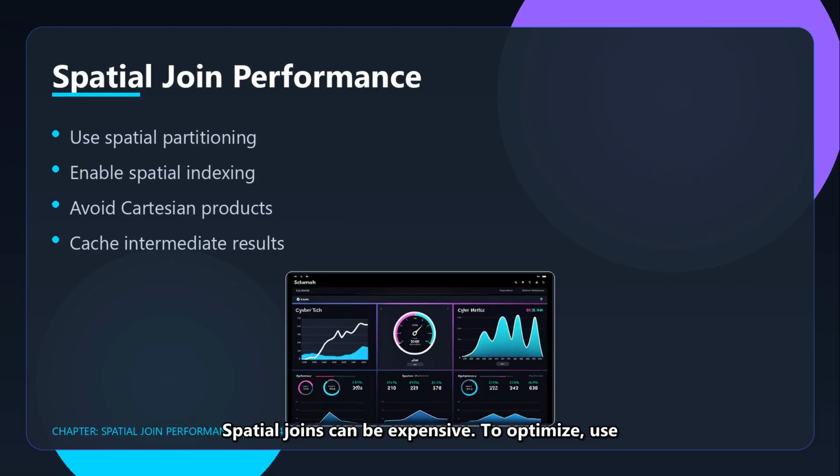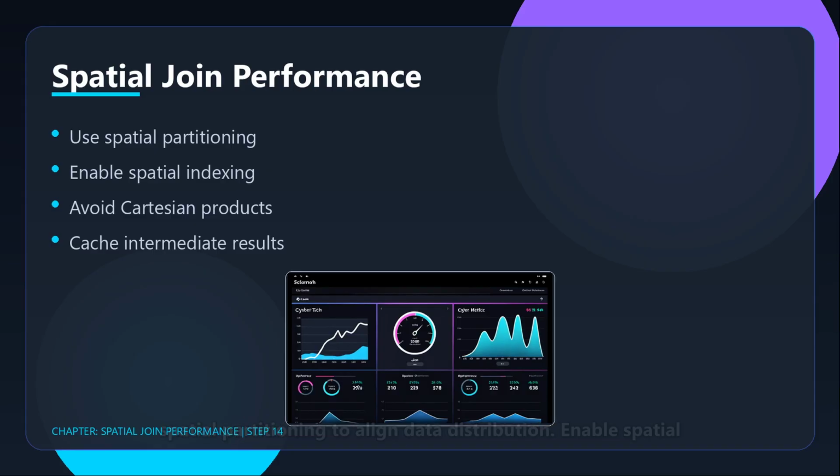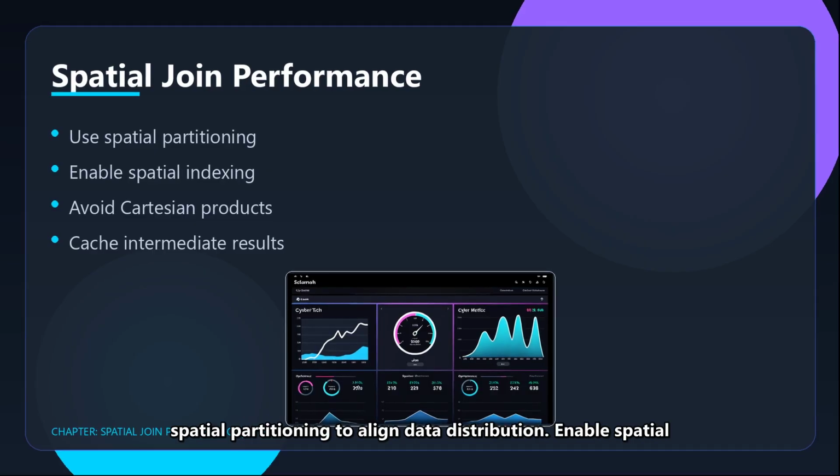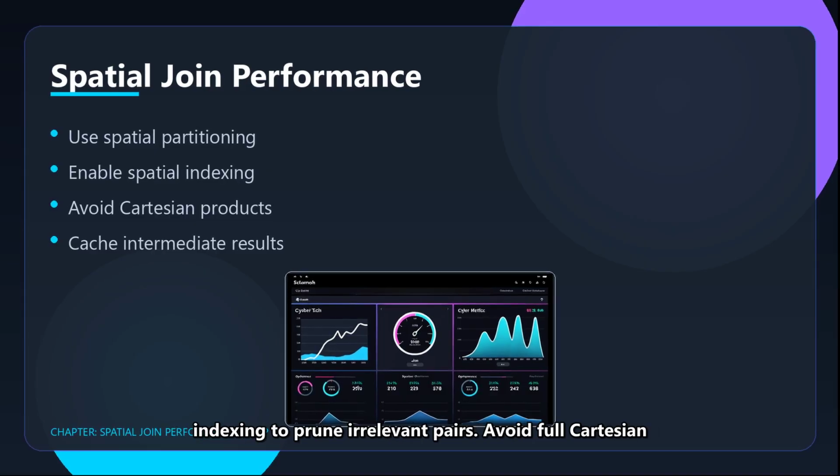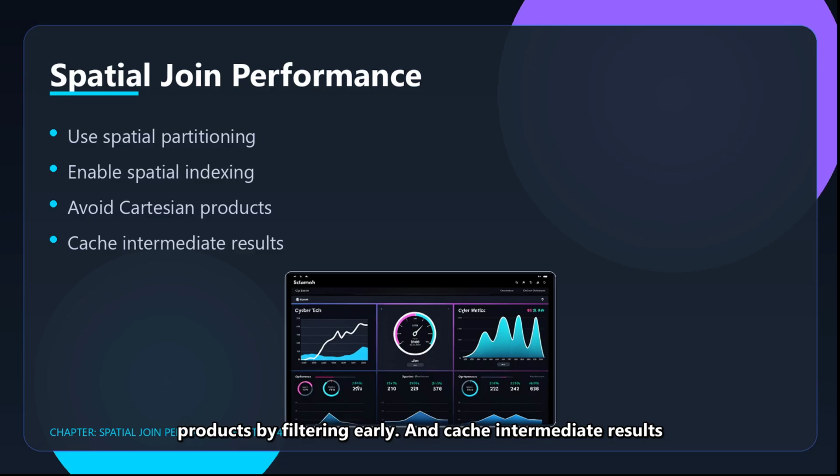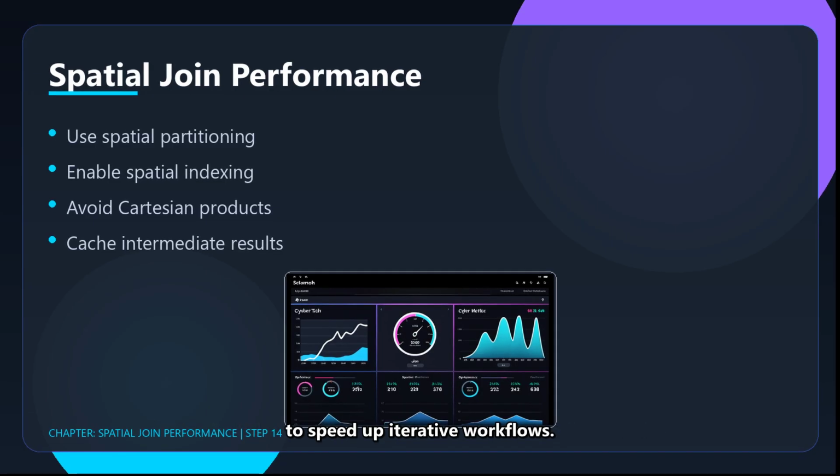Spatial joins can be expensive. To optimize, use spatial partitioning to align data distribution. Enable spatial indexing to prune irrelevant pairs. Avoid full Cartesian products by filtering early. And cache intermediate results to speed up iterative workflows.